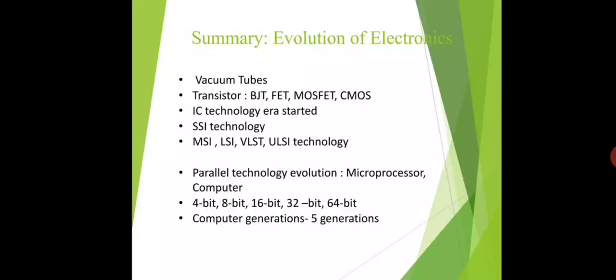Then came LSI, that is large scale integration technology. In this, the number of gates on one IC is greater than 100 and less than 1000. And whenever greater than 1000 or more and more gates are put on one IC, then that technology we call VLSI, very large scale integration technology. And further it was ULSI, that is ultra large scale integration. We call ULSI also by the same name, that is VLSI.